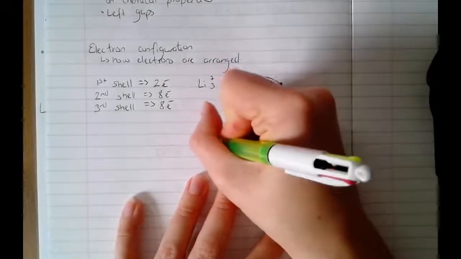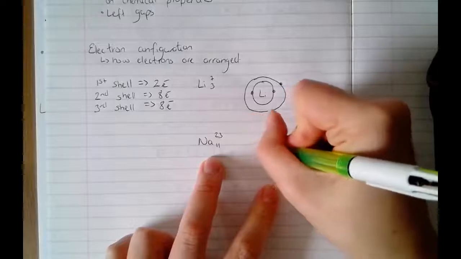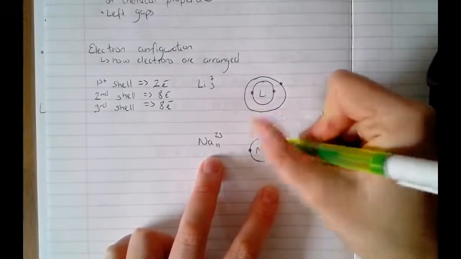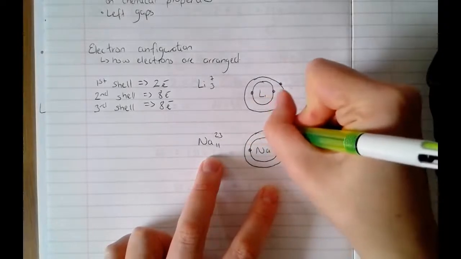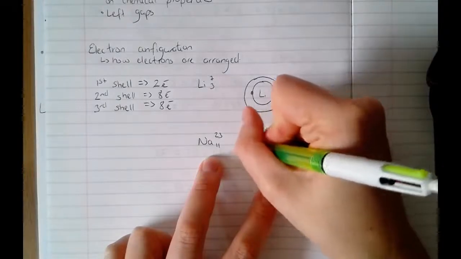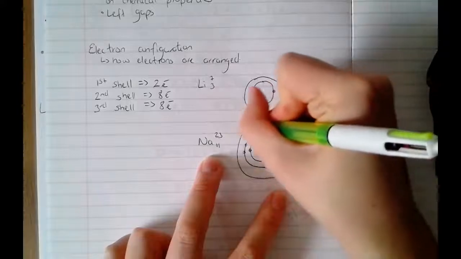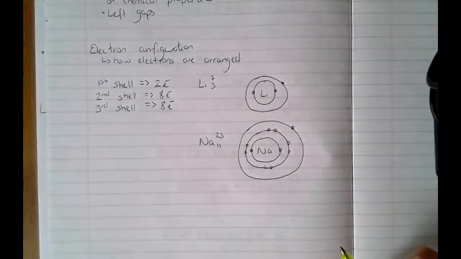I do something similar for sodium, which has 11 electrons. Again, I start putting electrons into the first shell. I put in 2. I then must move to the second shell because the first shell is full, and I can put in 8, which means I've drawn 10 electrons in total. I now need to move to the third shell, and I draw 1 electron in the third shell to give me 11 electrons in total.